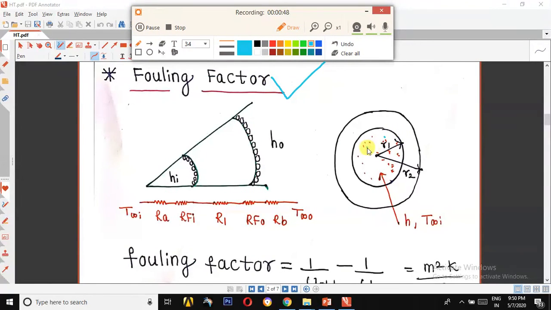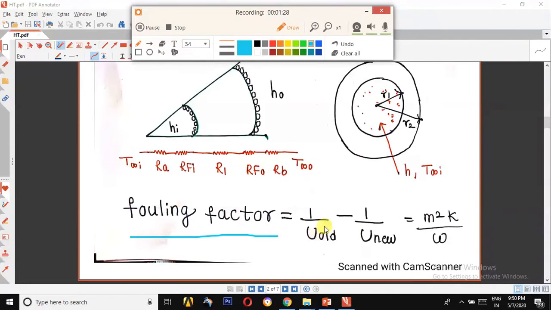Fouling factor. Consider a pipe. Hot fluid is continuously flowing inside this pipe. Due to continuous usage of the pipe, some extra material is deposited over the surface. This extra material is deposited because impurities are present in the fluid. This extra material has a low value of K and it will offer some extra resistance to the flow. The resistance offered by the extra material is called fouling resistance.